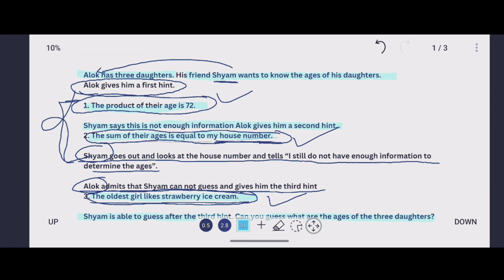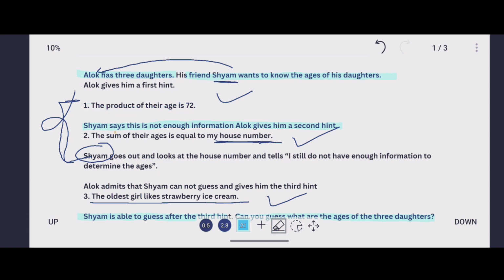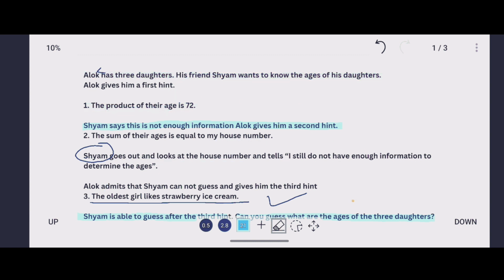Okay, so let's take a look at the solution. What is the first hint in our hand right now? The first hint is the product of the ages of all the three girls is 72.